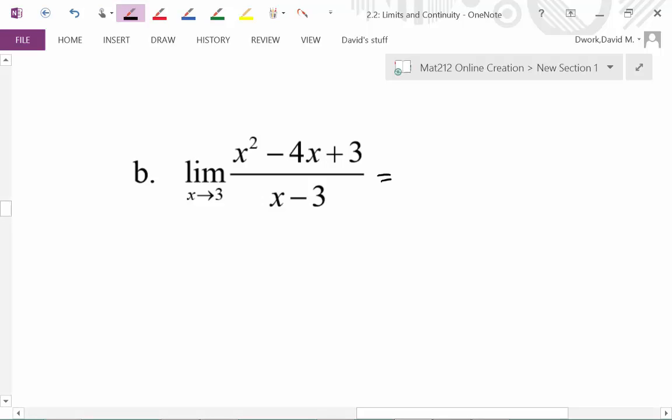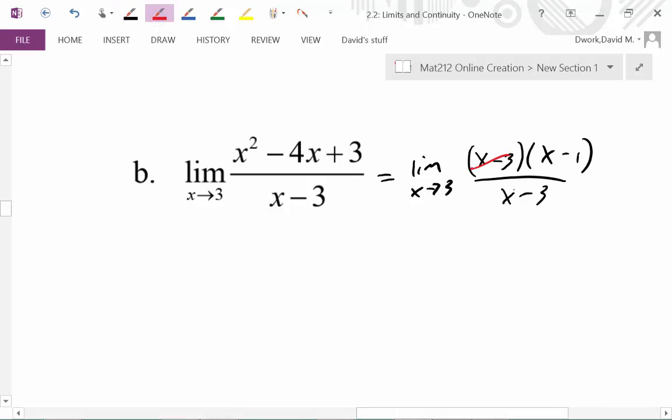If this numerator factors, if you don't remember, here's your brief reminder. Let's factor the numerator, and if that divides with the denominator, then we'd have a hole. If it doesn't divide, then we're going to have a vertical asymptote. So let's factor that numerator. I think it factors out to be x minus 3 and x minus 1, all divided by x minus 3. That's awesome, because those divide, which means we are left with the limit as x approaches 3 of x minus 1.